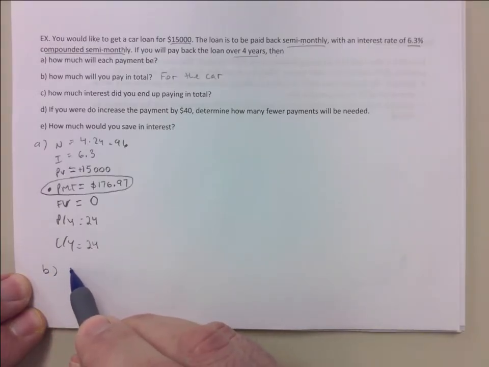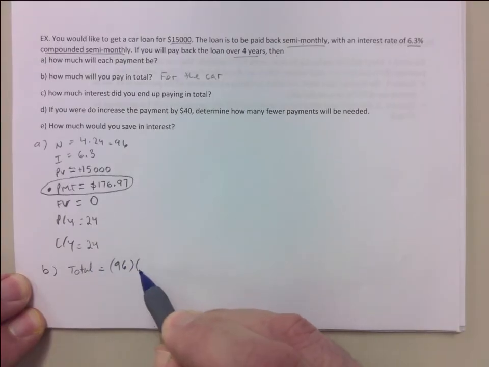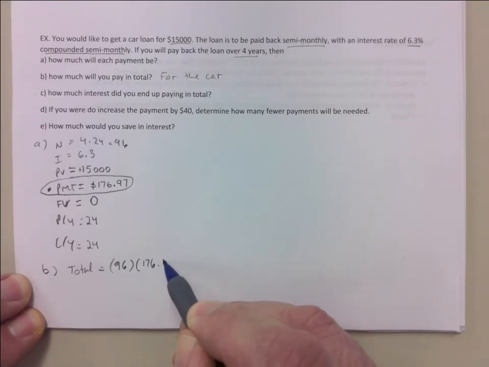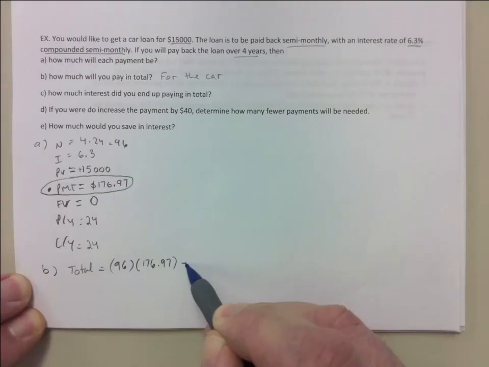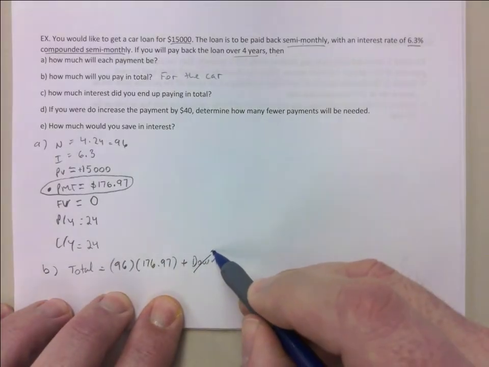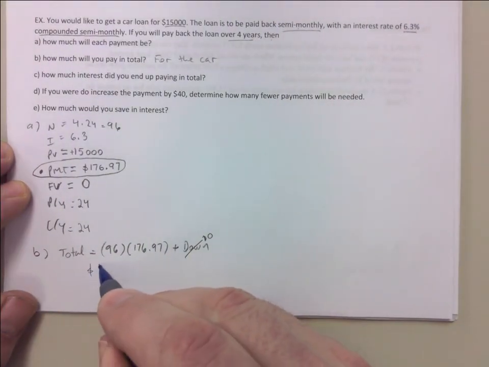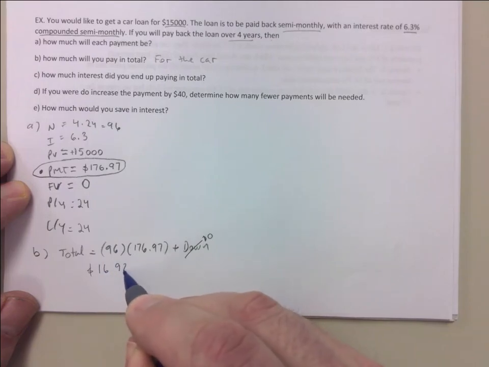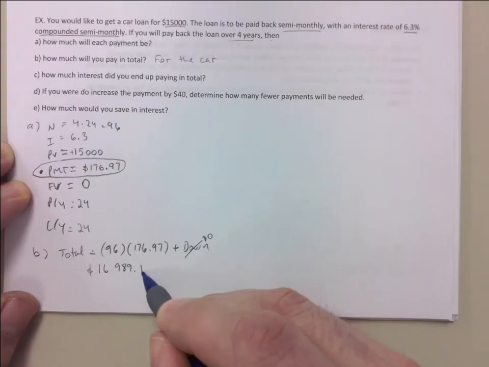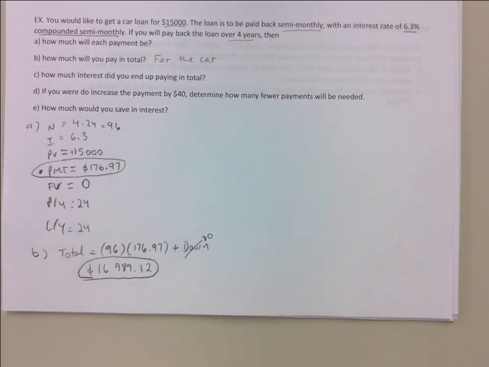is total will be N times PMT plus down payment. But there's no down, right? So I'm just going to get rid of that. That's 0. So it ends up being 16,989.12. That's really what the car costs you. You started off 15 grand, but it ends up being 16,989.